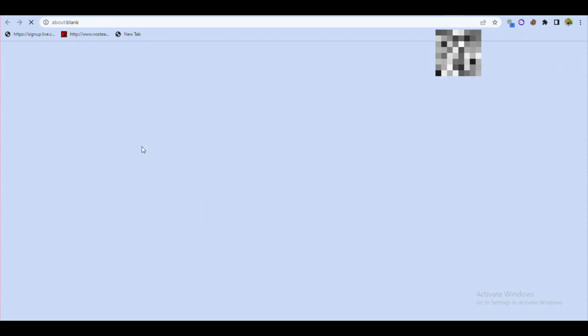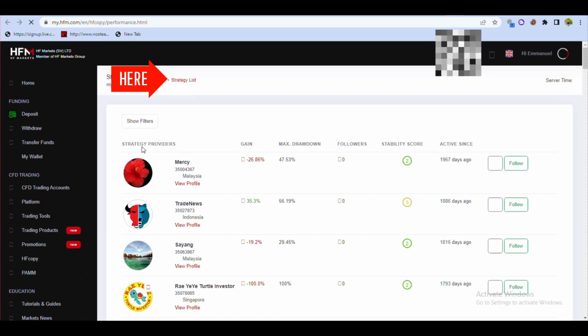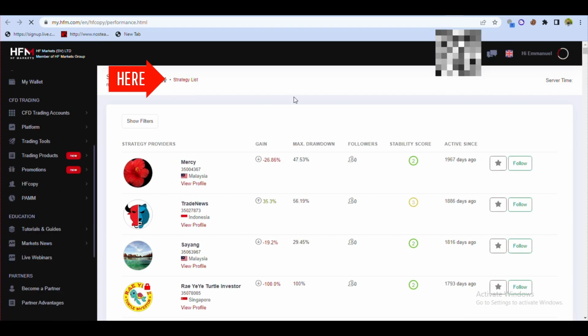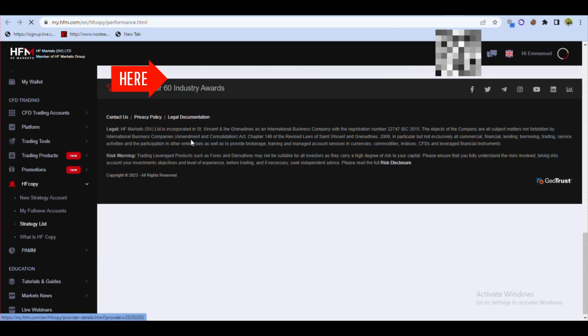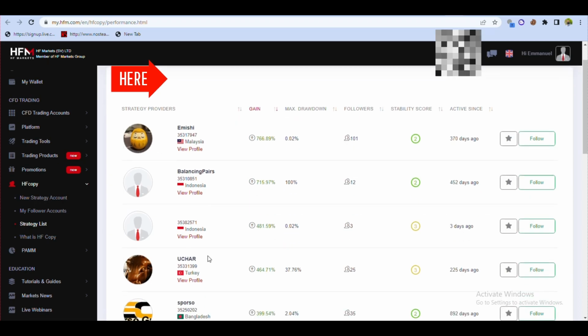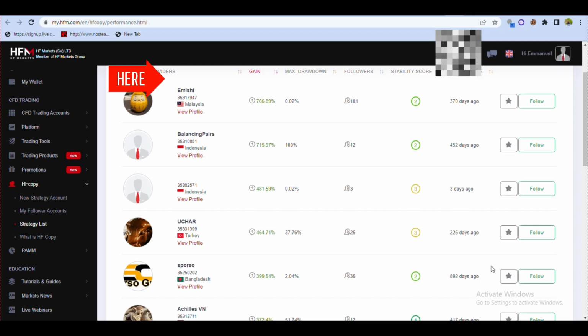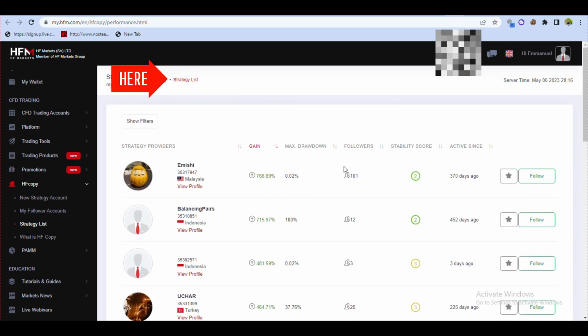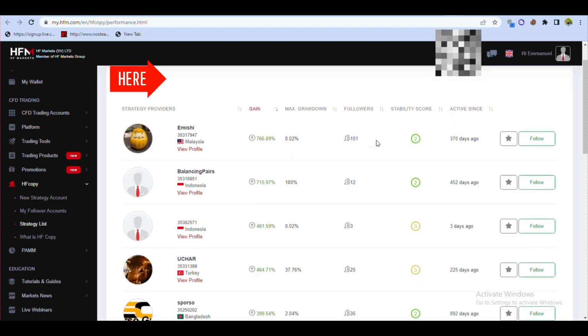Now, these strategies are, like I said earlier on, the strategy providers. And you see a lot of people all the way down. You can see Mercy, Amishi, Balancing Pairs, Uchar. You can also see how many followers they have. This person, Amishi, has 101 followers. What you look out for is their maximum drawdown and their gain, as well as their stability score. This can help you pick a good trader.